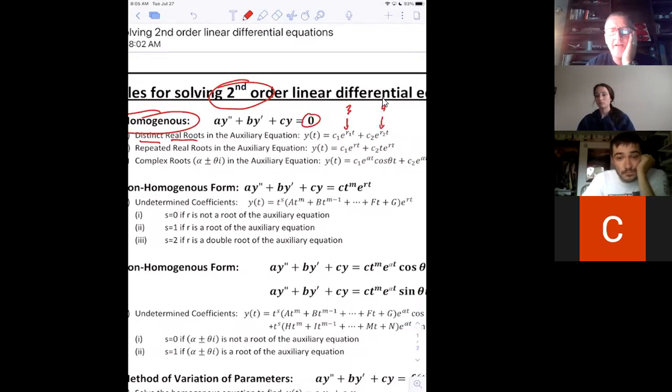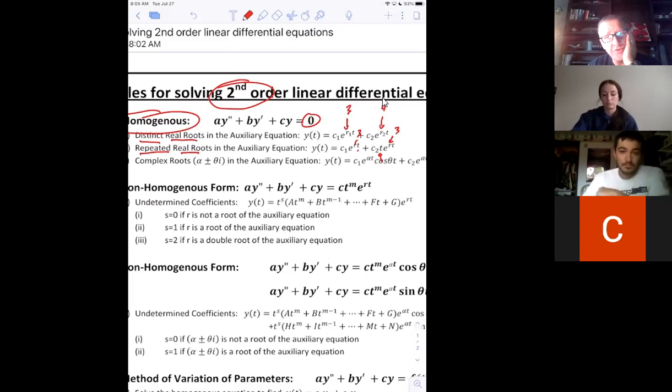But what did we say yesterday? If they are repeated real roots, in other words, it's not 3 and 4, it's 3 and 3. Well, then notice it's e to the 3t, but then it's C2t e to the 3t. In other words, they're both 3, except one's got a t in front of it. So that's the notes as to what we did yesterday.